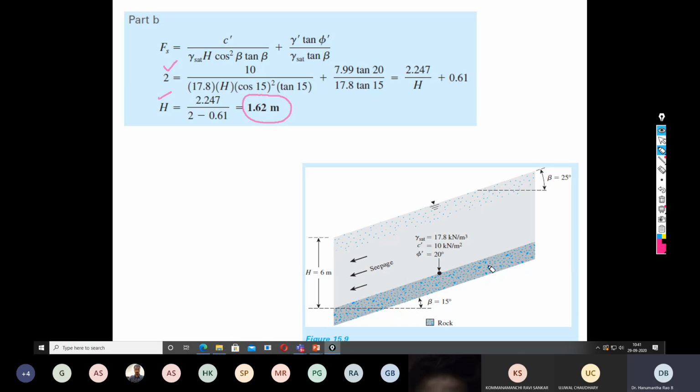Now suppose for an infinite slope, the IS code stipulates that the minimum factor of safety value is say 1.5. Then again you can calculate the minimum height of the soil so that it is stable and will not fail. This is how you need to understand when you solve different problems: forward and backward calculation.